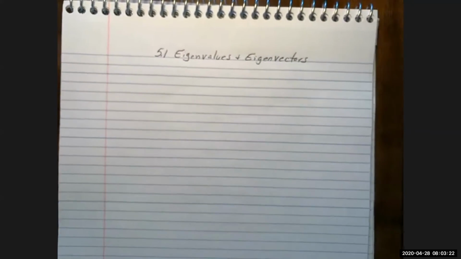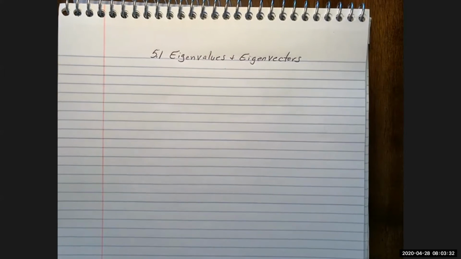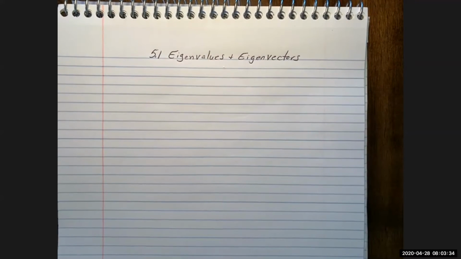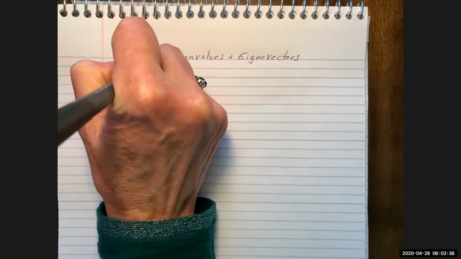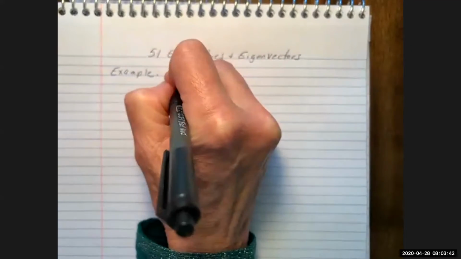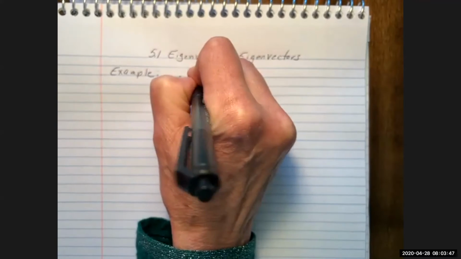I'm going to have to move this over because that's really, really far away. There we go. The first thing I want to do is give you an example of what we're looking for, just so you can see what we're doing. So we're going to let A be this 2 by 2 matrix.